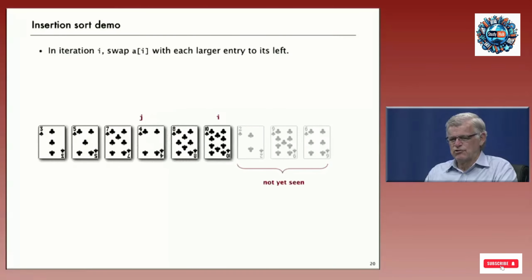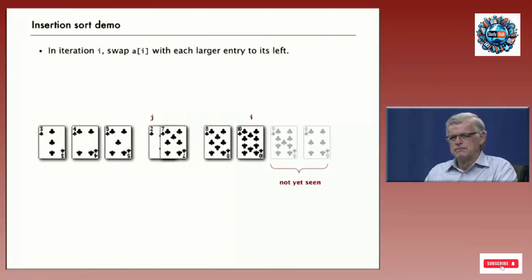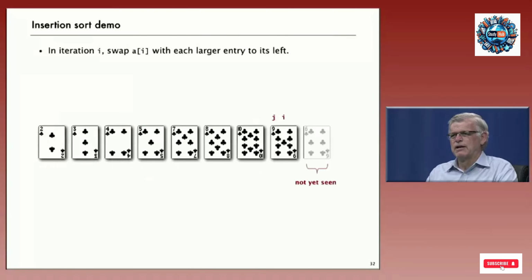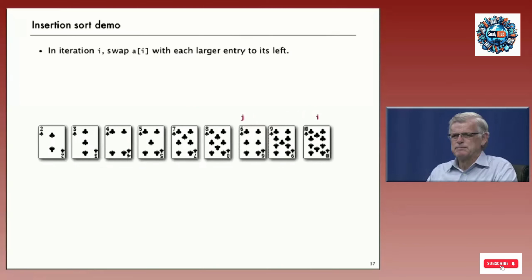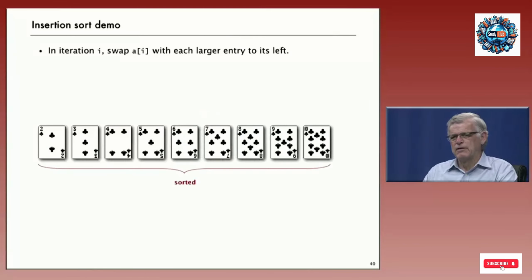4, exchange it with everybody to its left that's greater until we find a smaller element, and then it's in ascending order. 2 has to go all the way back to the beginning. But then the very next one, the 9, has to only go back 1 position. And the 6 has to go about halfway back. And then we have the entire array sorted.